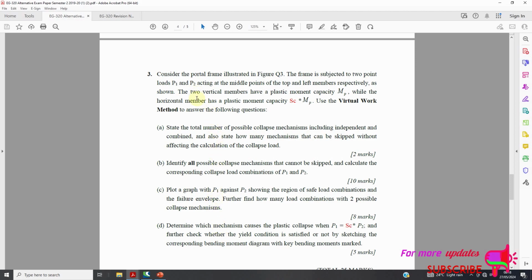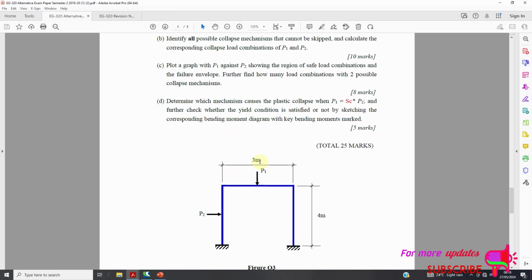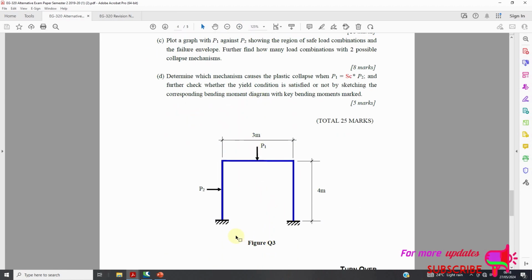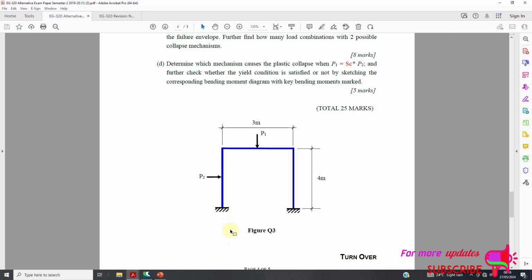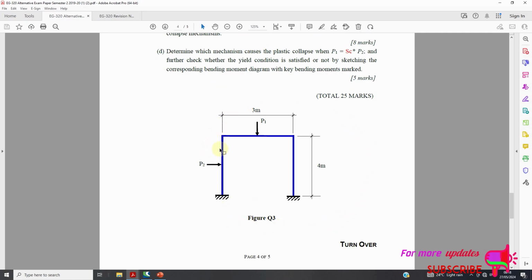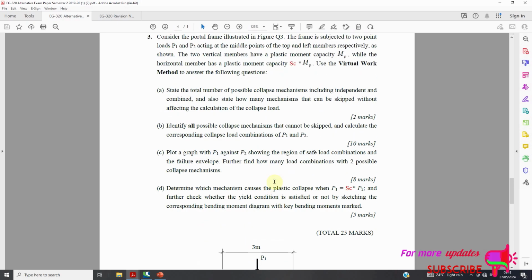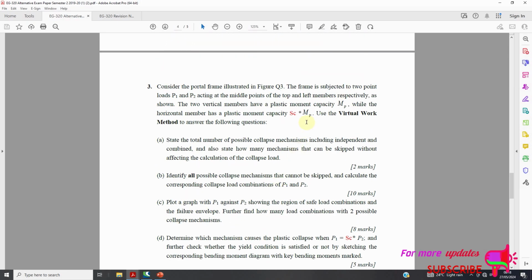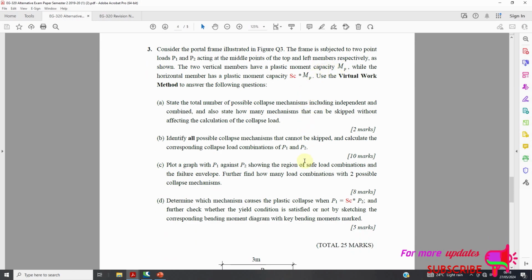Consider the photo frame illustrated in figure Q3. Figure Q3 is shown here. It is a photo frame 3 meters by 4 meters. We have 2 point loads at this point and this. The frame is subjected to 2 point loads P1 and P2 acting at the middle point of the top and left member respectively, as shown.